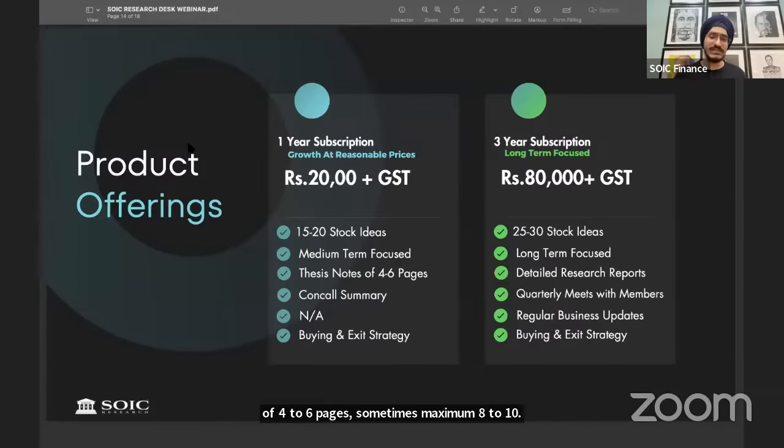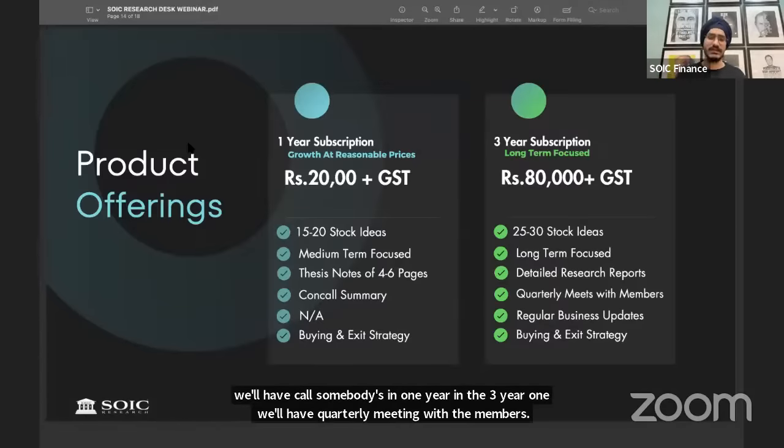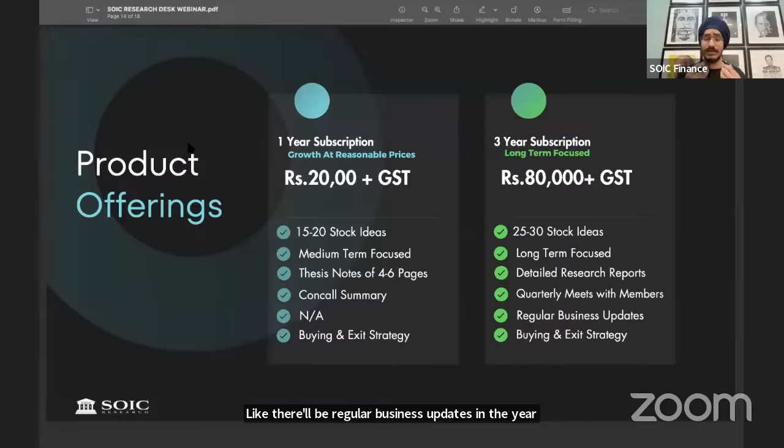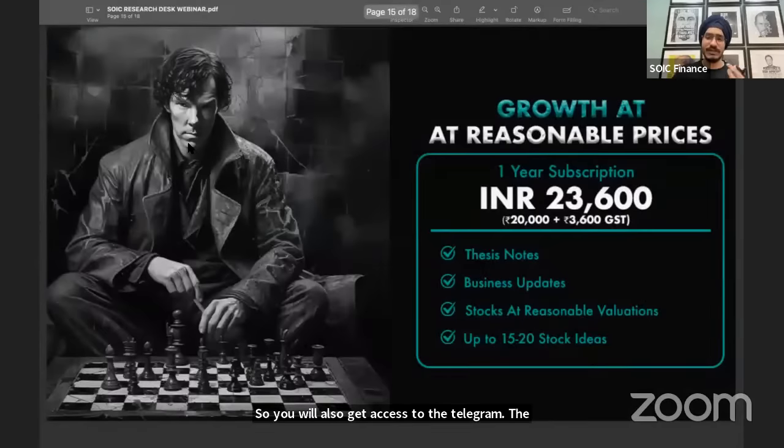Then we'll have con call summaries in 1 year. In the 3-year one, we'll have quarterly meetings with the members. There'll be regular business updates in the 3-year one. Then in the 1-year one, we'll keep updating you with buy and sell strategies. And in both of them, I think there'll be a group as well once you join. So you'll also get access to the Telegram group. Wherever you think there's something to update, we'll send you an update as well.